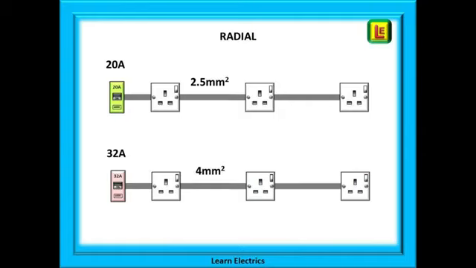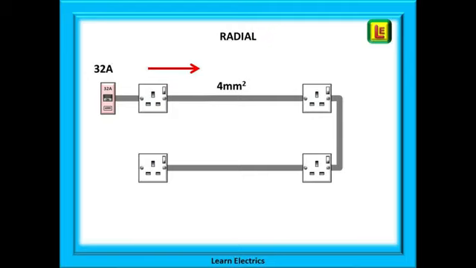Look at these two examples of a radial circuit. The top one is protected by a 20 amp breaker and uses 2.5mm cable. The bottom circuit has a 32 amp breaker and must be wired in 4mm cable. As we said, more copper. Now, imagine that the 32 amp circuit, wired in 4mm cable, follows a route around the house and ends up next to the consumer unit. Here, the current flows out of the consumer unit, the breaker, and stops at the end of the circuit. There is only one path for it to follow.